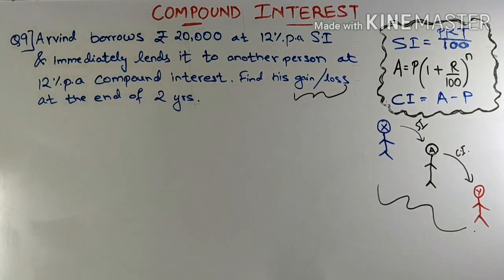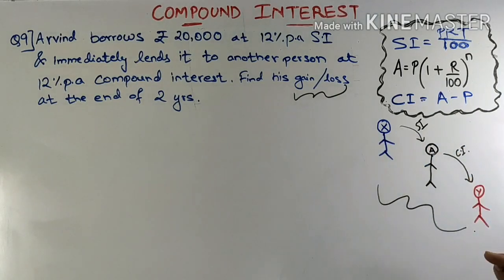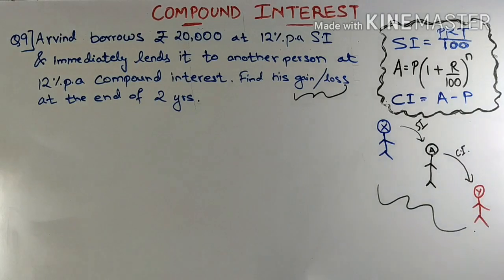So let's see whether Arvind gains something from this transaction or loses. Again, understanding the equation, he borrows some money from X and immediately gives it to Y, but his borrowing is at simple interest and he lends it at compound interest. Now let us begin.